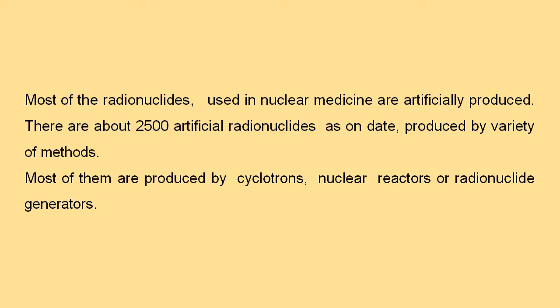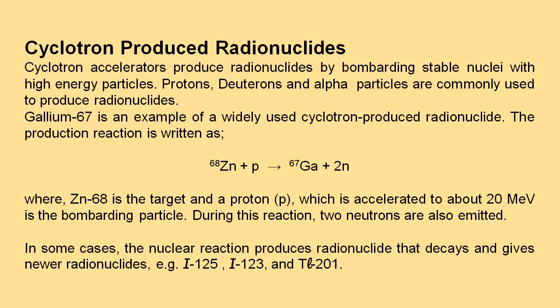Most of them are produced by cyclotrons or nuclear reactors or radionuclide generators. First, we will discuss the cyclotron produced radionuclides. As we know, cyclotron is an accelerator. Cyclotron accelerators produce radionuclides by bombarding stable nuclei with high energy particles. Protons, neutrons, and alpha particles are commonly used to produce radionuclides.